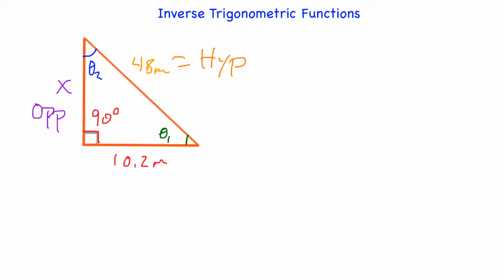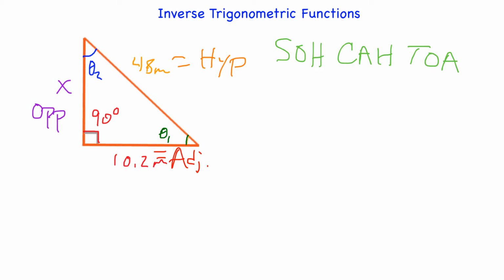And then we have the 10.2 meters down here. What would that be called based off of theta 1? What would the 10.2 meters be? That would be the adjacent side. Okay? Alright, so I think the next thing that we need to do is go ahead and write SOH CAH TOA down. That's what I asked you to do every time that we work one of these triangle problems, just so that we can see what functions we have available to us and what we need to know in order to use them.